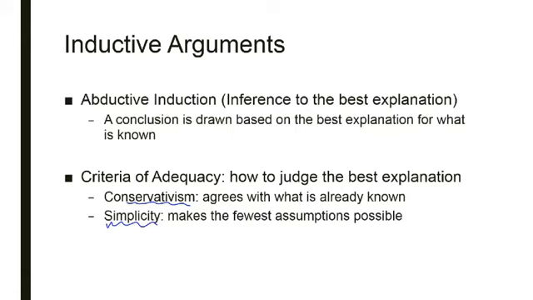Occam's razor. The theory that makes the fewest assumptions is the better one. Okay? Criteria of adequacy. We judge the best explanation by the one that makes the fewest assumptions. Now, some assumptions are going to be necessary, but we go with the fewest assumptions possible.